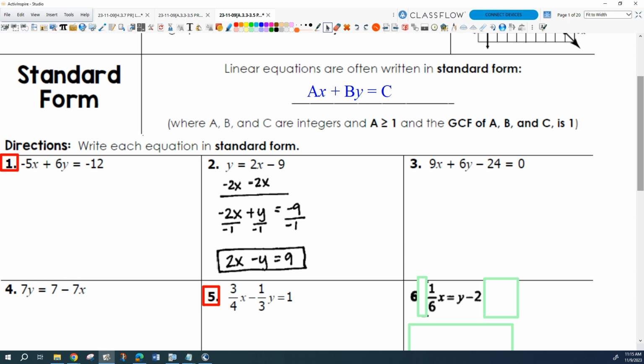There are some rules. Rule number one is that a, b, and c are integers, okay? Rule number two is that a is positive, can't be negative. And rule number three is that the greatest common factor of a, b, and c is 1.